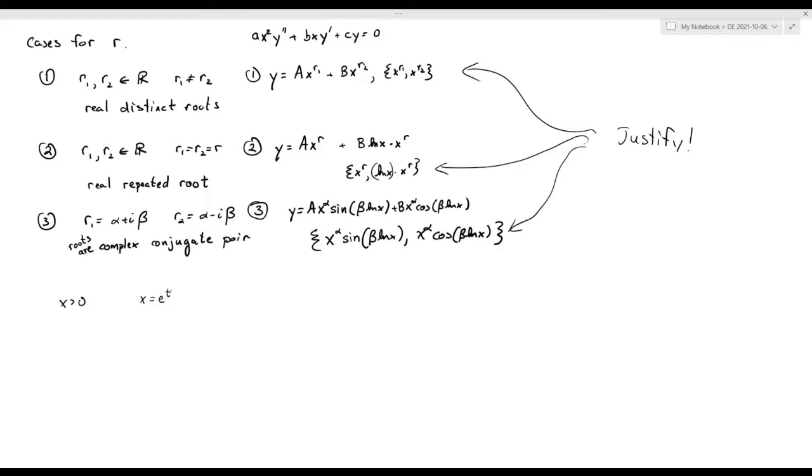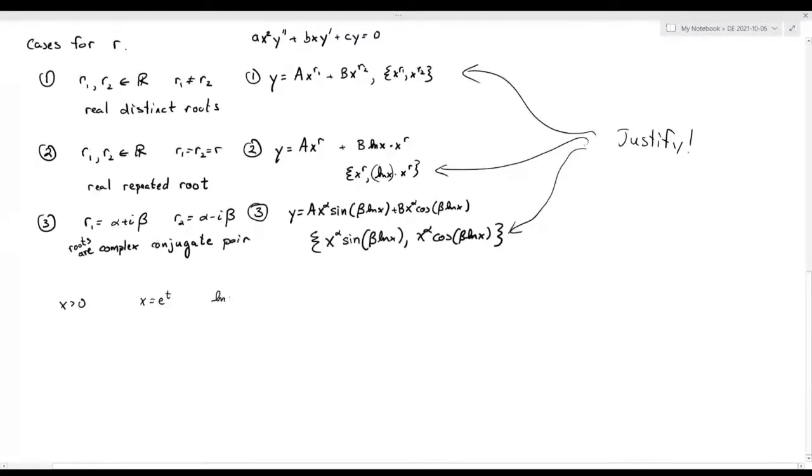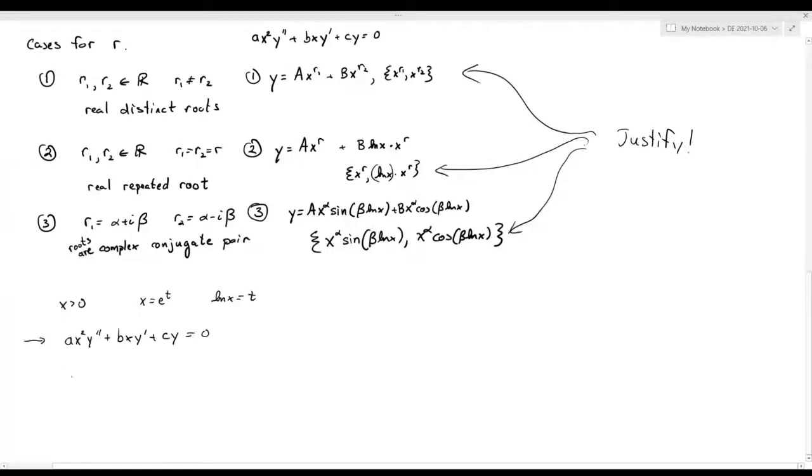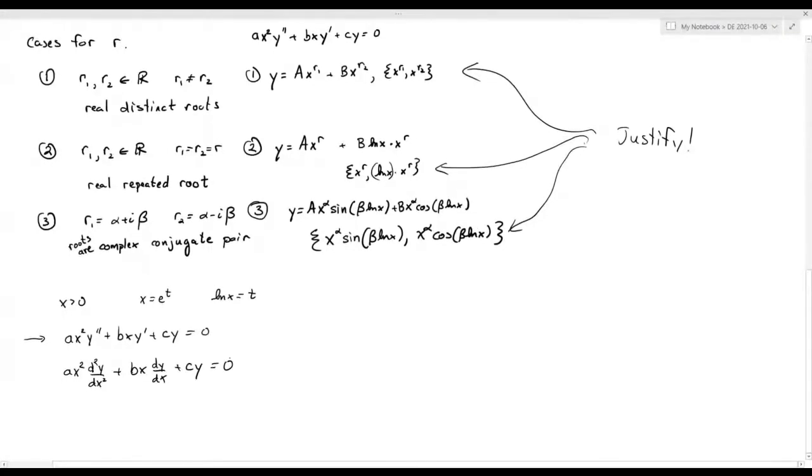It's a substitution of the independent variable. Note that this also means that natural log of x is t. To be clear, when we look at this Euler differential equation, the independent variable here is x. So these derivatives, y prime and y double prime, are derivatives with respect to x. So I'm just going to make that explicit. Now we're going to do a substitution where any place we see x, we can replace it with e to the t.